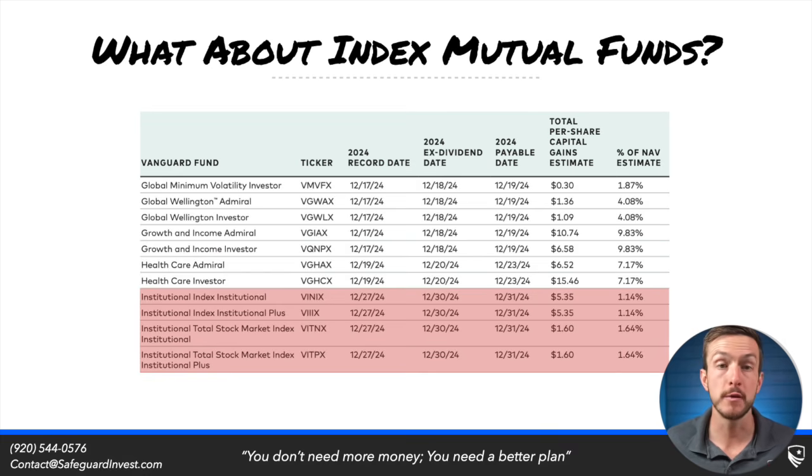Here's a snapshot from Vanguard looking at year-end capital gain estimates of some of their mutual funds. In red, I highlighted 4 mutual funds that are definitionally index funds, yet still have estimated capital gain distributions here in 2024. And so although this is less common with index funds, there are still forced distributions that happen.